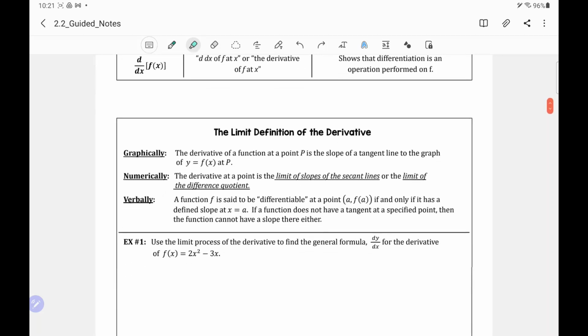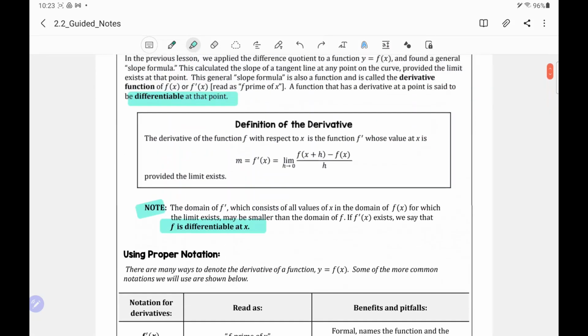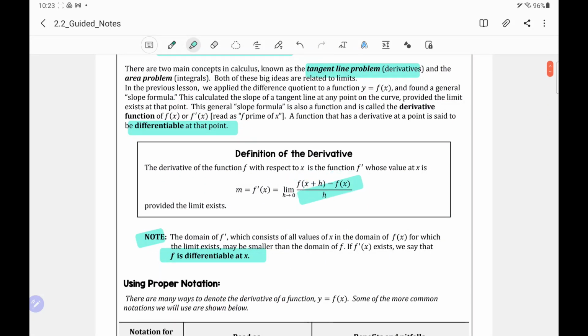So let's do some examples. Here we go, the limit definition of the derivative. Graphically, the derivative of a function at a point P is the slope of a tangent line to the graph of y equals f of x at P. We looked at this recently, the slope of the tangent line. You can go back and look at other notes to see that. Numerically, the derivative at a point is the limit of slopes of the secant lines, or the limit of the difference quotient. So remember, they're just talking about this right here. This is the difference quotient.